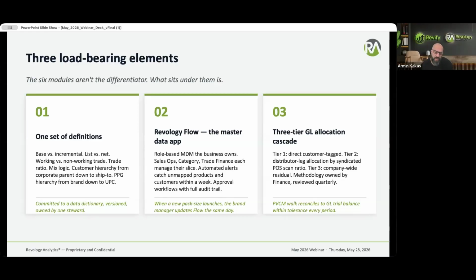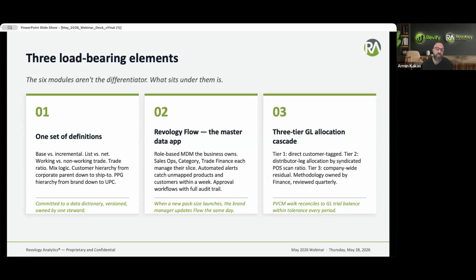Others, which I actually prefer, just trust the volumetric data that comes through syndicated data, right? List versus net, working versus not working trade. What is the right allocation of selling expenses? How do we evaluate adjusted gross profit, right? We need to have one set of definitions that flow through our data pipeline that everybody agrees to.